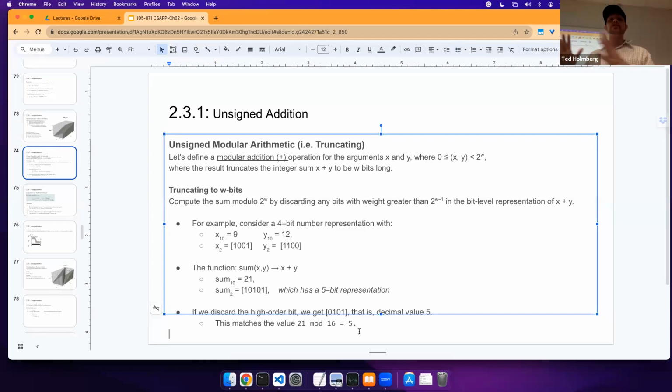Which is what you get if I took 21 and modded that by 16, which is 2 to the power of our w, right? 4 is our w, then 21 mod 16 is 5. So a similar concept to the modulus division you probably had to make use of in 1583 ensures that the resulting value is going to fall inside the word size that we're looking for.